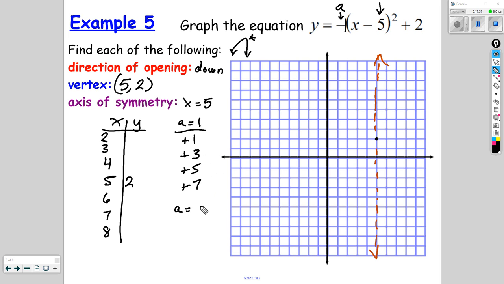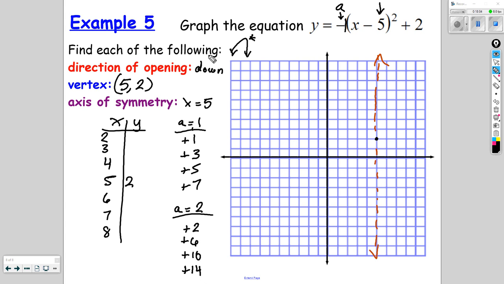If that a value is different, then we just multiply that a value by each of these. So if a was 2, at the very start, when we go up by 1 in terms of x, we'd go up by 2 in terms of y. Then 2 times 3 would be 6. Then 2 times 5 would be 10. Then 2 times 7 would be 14. That's just the pattern that is that quadratic nature.